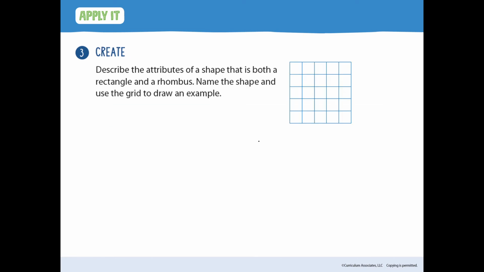Number 3, create. Describe the attributes of a shape that is both a rectangle and a rhombus. Name the shape and use the grid to draw an example. So I'm going to draw two this way, and we'll draw two lines this way, and two that way. And this shape is called a square. A parallelogram with four sides of equal length and four right angles.